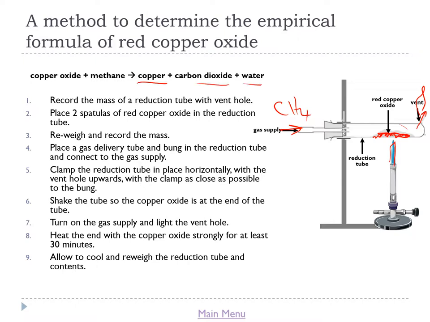So if we weigh this at the start, and if we know how much red copper oxide we got, at the end of the reaction it would be only copper because all the oxygen had been lost. So if we measure the change in mass, that will tell us how much oxygen we've lost, and it also tells us how much is left as just pure copper. And then we can use those numbers together to work out the empirical formula using the kind of maths that we're going to see on the next slide.